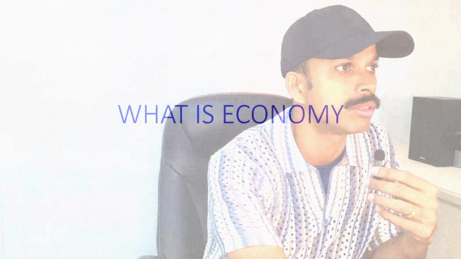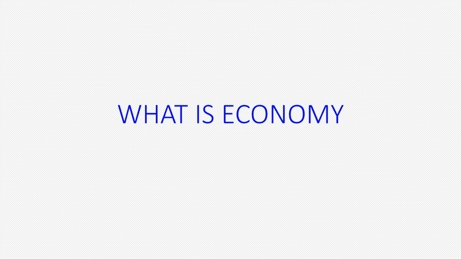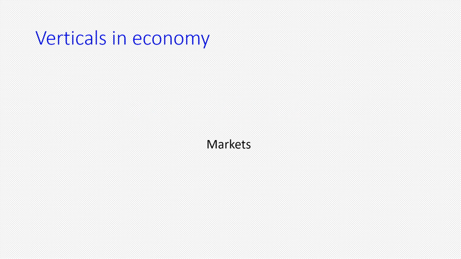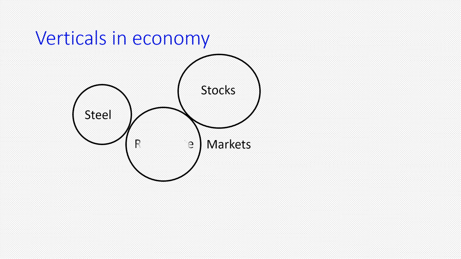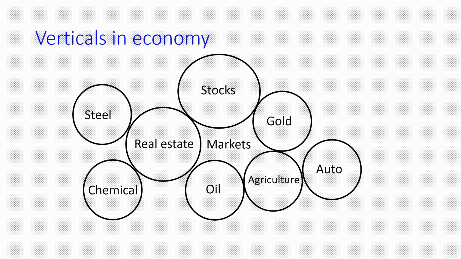Let's start. What is economy? When we say economy, what do we understand? In every economy, there are markets. You must have heard that there is an auto market, a gold market, a stock market, a real estate market. All these markets in summation form the economy, like steel, gold, auto, oil, chemical, agriculture, the bond market, etc. All these markets in total form the economy of any country, like the Indian economy, US economy, China economy, etc. So how do these things work?